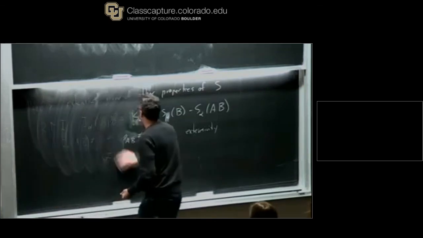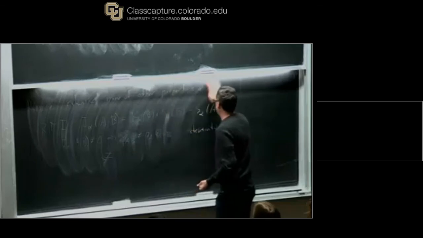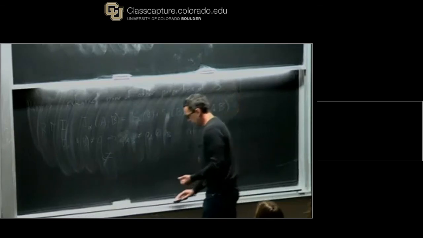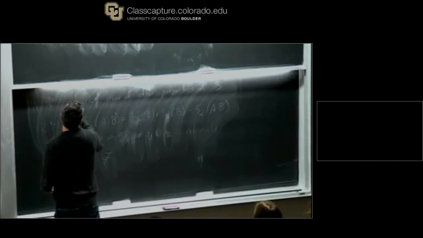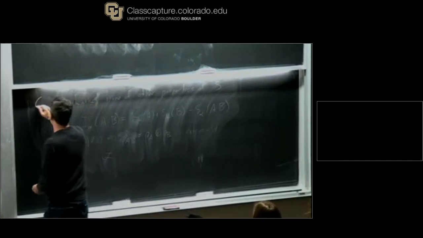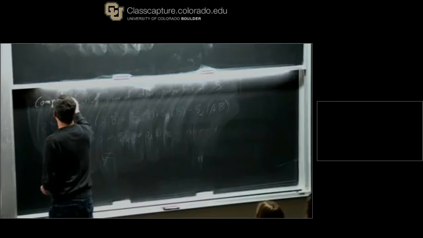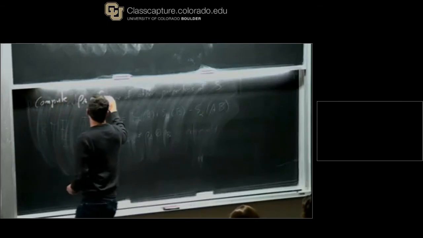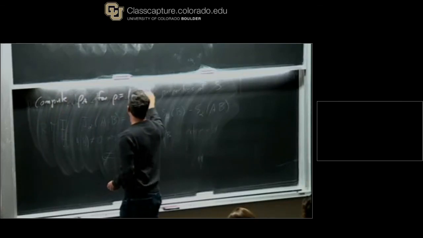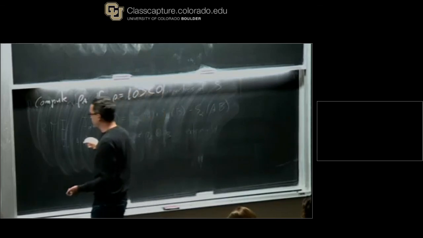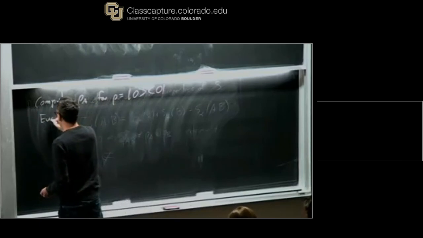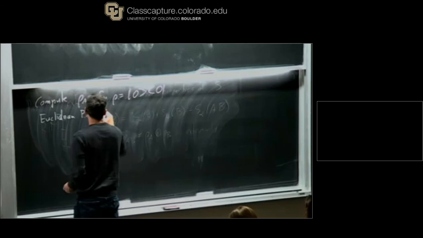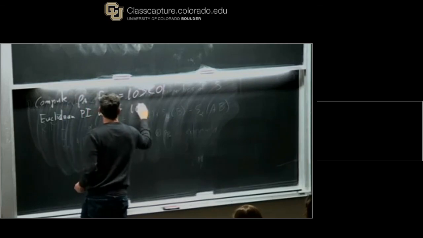So we're actually going to compute rho sub A. We start by computing rho sub A for rho equals the vacuum. First we need a representation of the vacuum. We're going to do a Euclidean path integral representation of the vacuum.